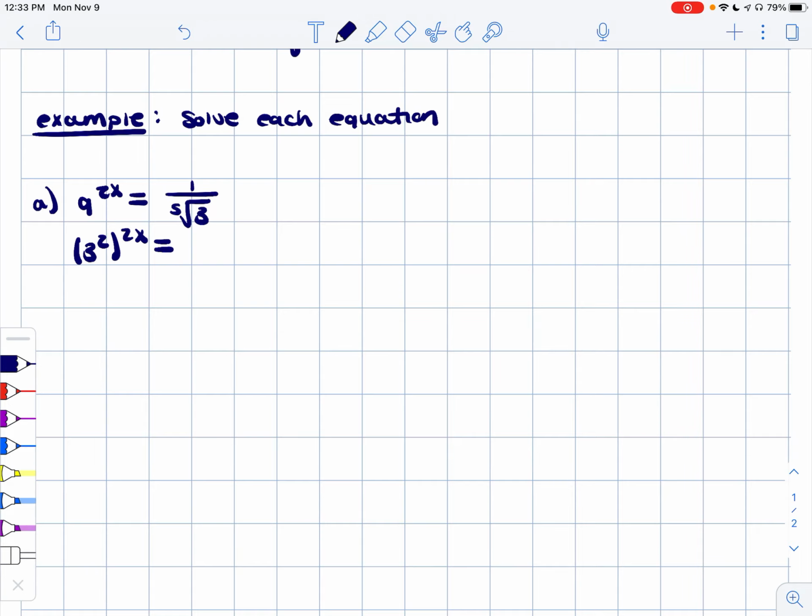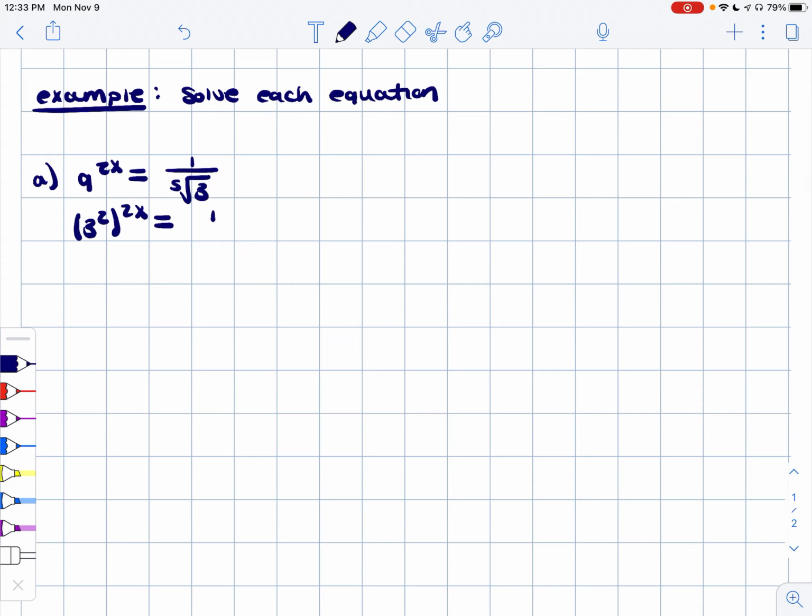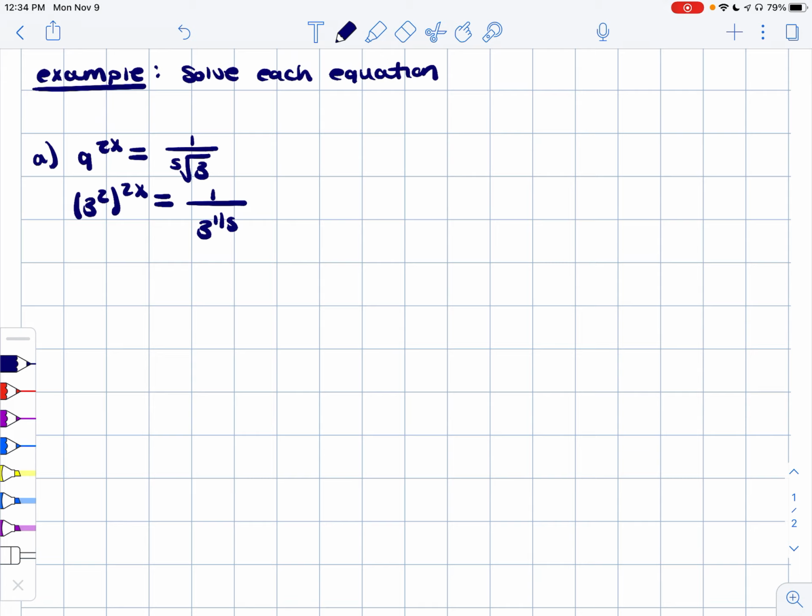All right, now on the right, keep in mind that a fifth root can be rewritten as the exponent of 1/5. All right, now we can simplify both of these sides a little bit further. Left-hand side, remember that when you have an exponent raised to another exponent, you multiply them together. So 2 times 2x would give us 3 to the power of 4x. And then on the right-hand side, because that 3 to the 1/5 is in the denominator, we could change it to a negative exponent and move it up to the numerator.